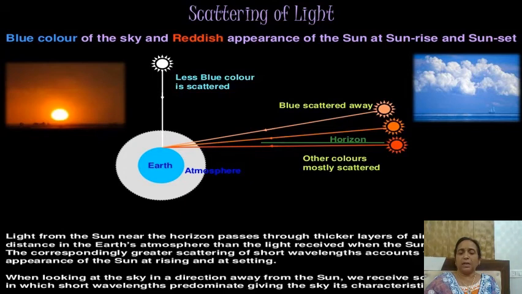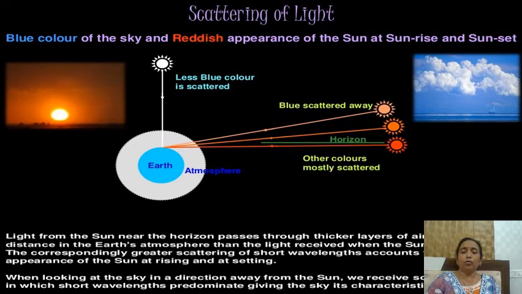What actually happens? Light from the sun near the horizon, you can see in this figure, has to travel long distances. It has to travel through thick layers of air. Because of these two factors, what happens? When the light is entering the atmosphere, the blue color that has short wavelength is scattered away. No blue light is left here. So when we see the sun, the only light coming from the sun that is left is the red color. Therefore, it appears reddish in color at sunrise and sunset.